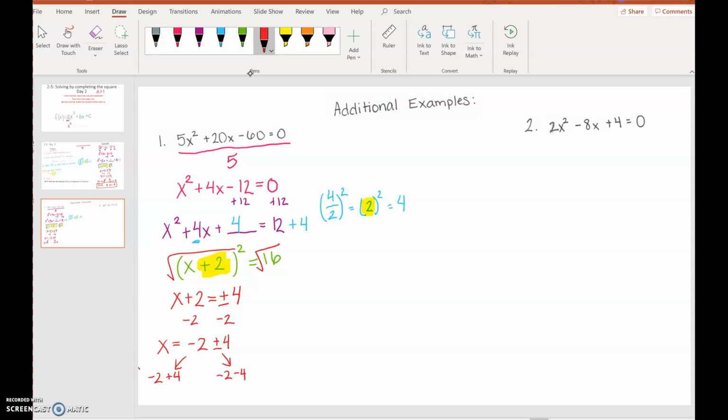So x equals -2 plus 4 would be positive 2, and x equals -2 minus 4 would be -6. So both of these are those answers. So again, pause the video, try the next one, and then check your work with mine.